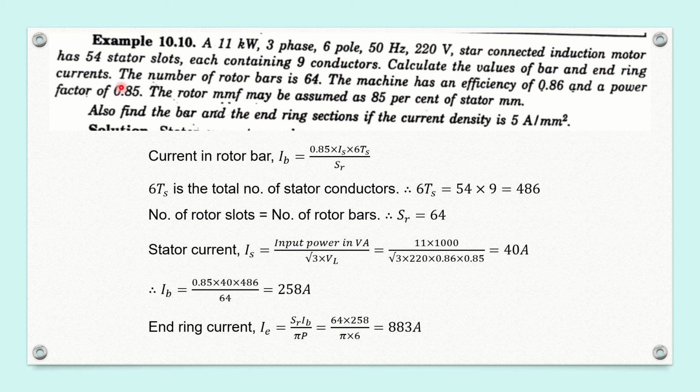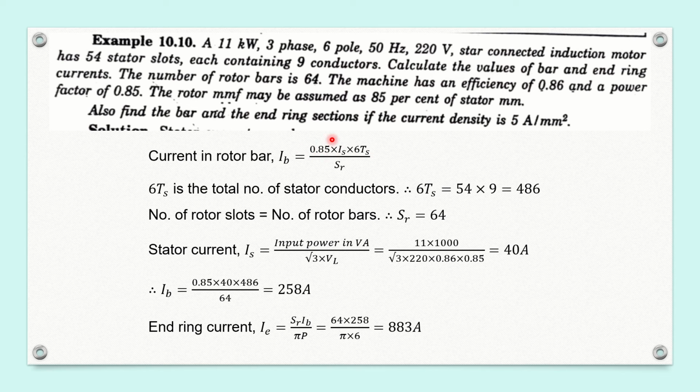So bar current, we already know the equation for rotor bar current IB, which is equal to 0.85 into IS into 6TS divided by SR. This equation is obtained from the assumption that the rotor MMF is 85% of stator MMF. The condition given in the question is also the same. Rotor MMF may be assumed as 85% of the stator MMF. So we can use 0.85 here.